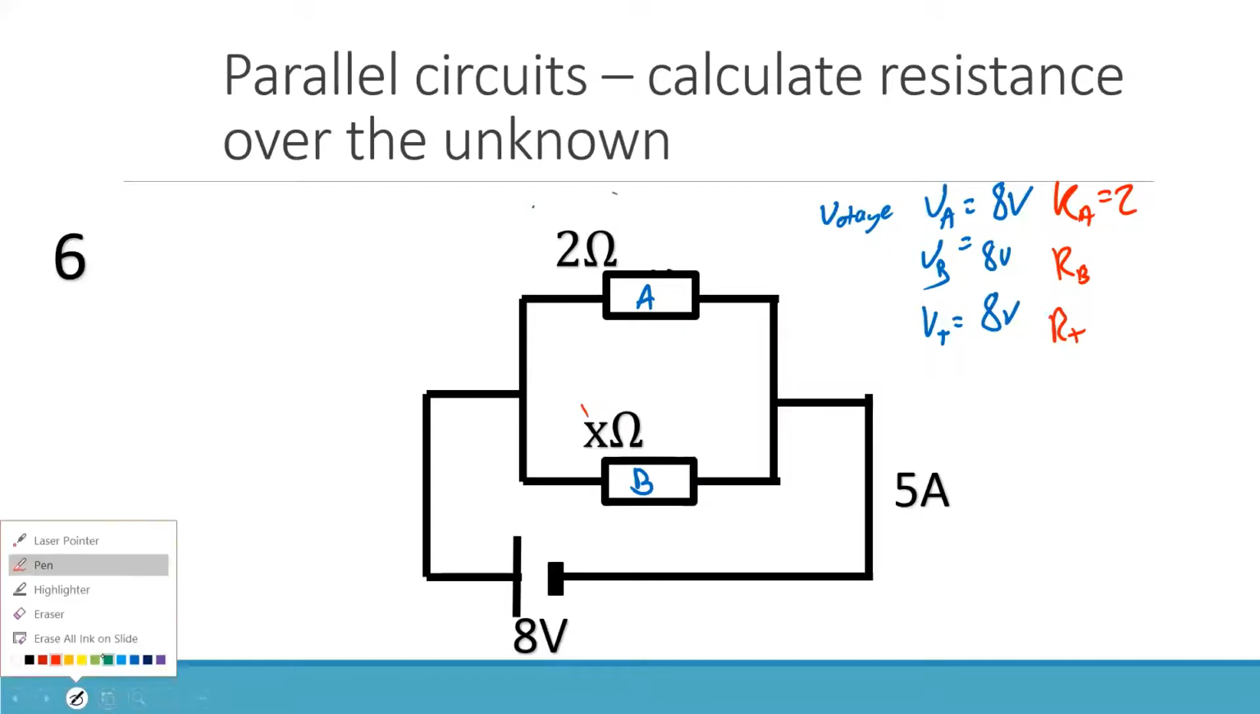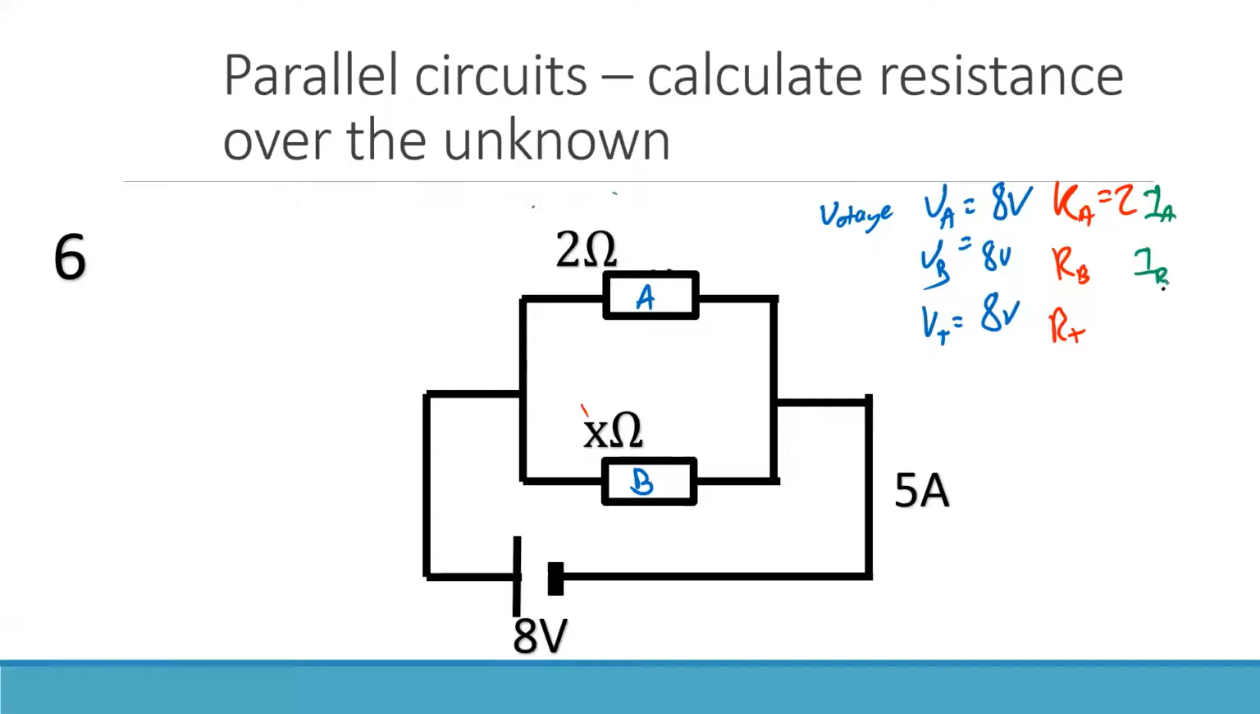Last one, current. Now, IA, we don't know what IA is. IB, we don't know what IB is. IT, we do know. That's 5 amps. And that's all the information we can draw from the circuit straight away. So the next part is using the information that we do have to work out information that's not given. Can someone give me a suggestion on what I could calculate next? What could I figure out now?